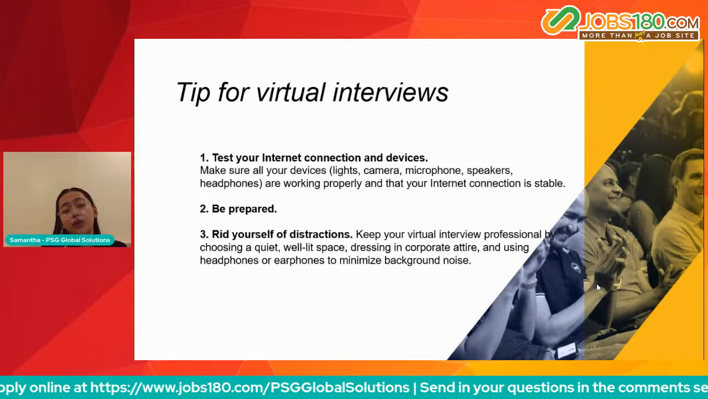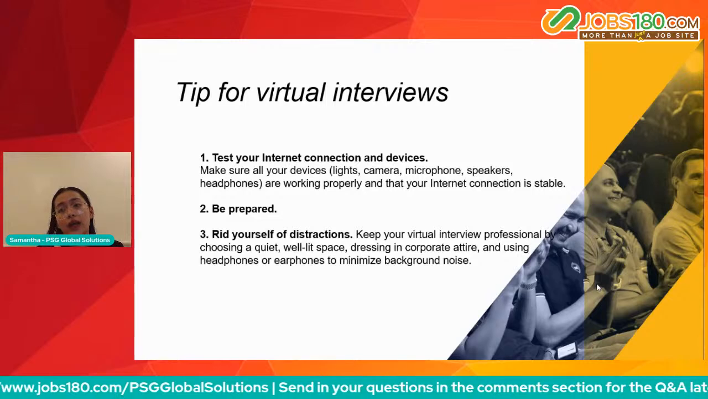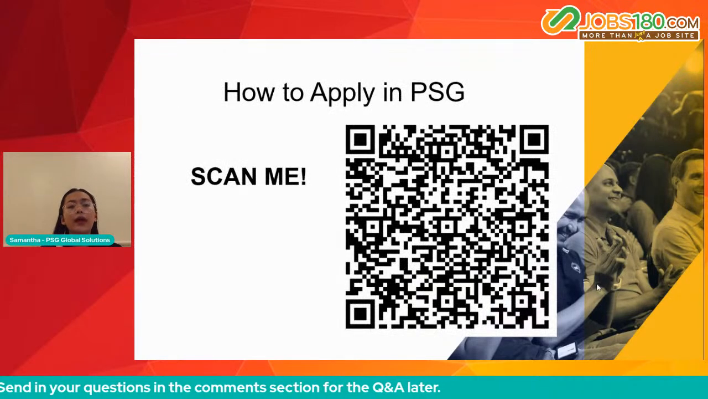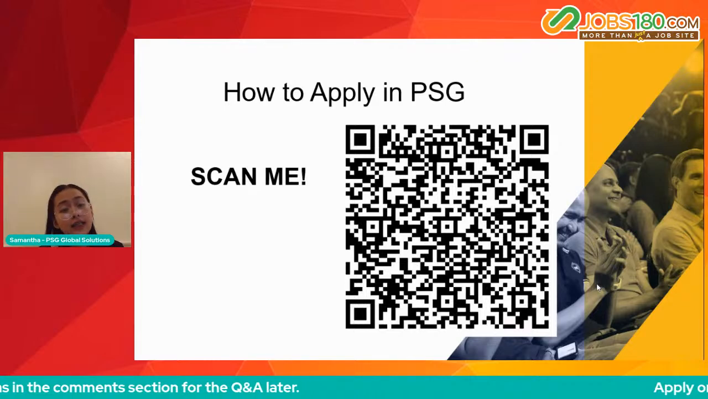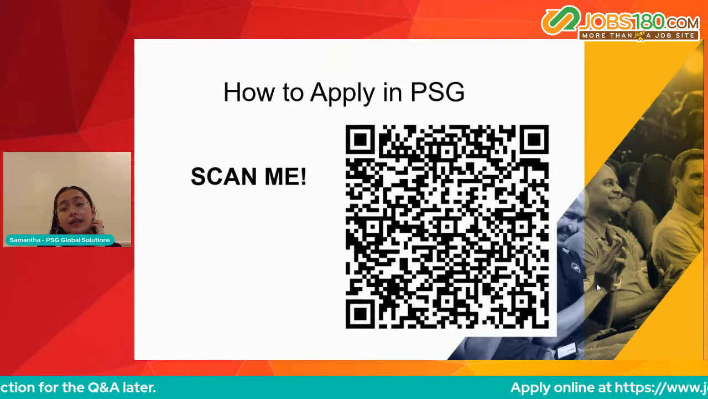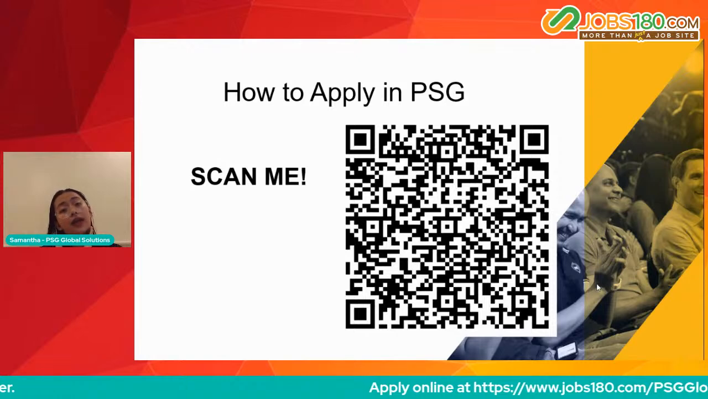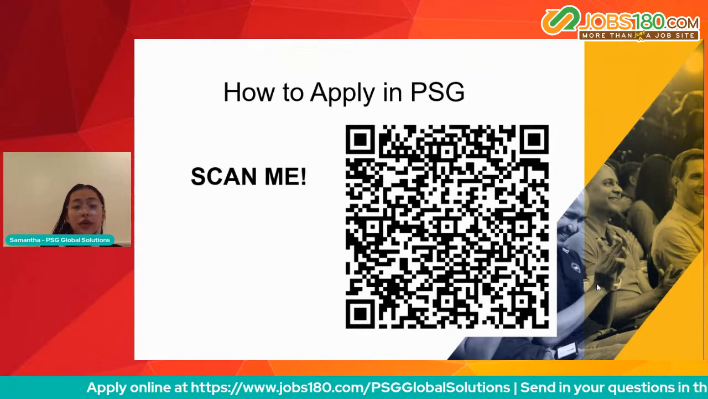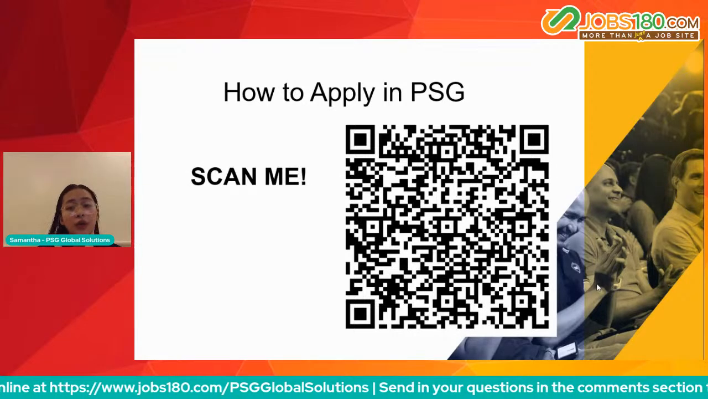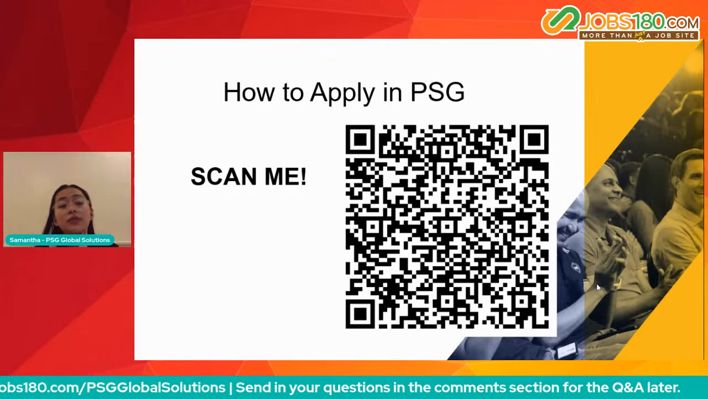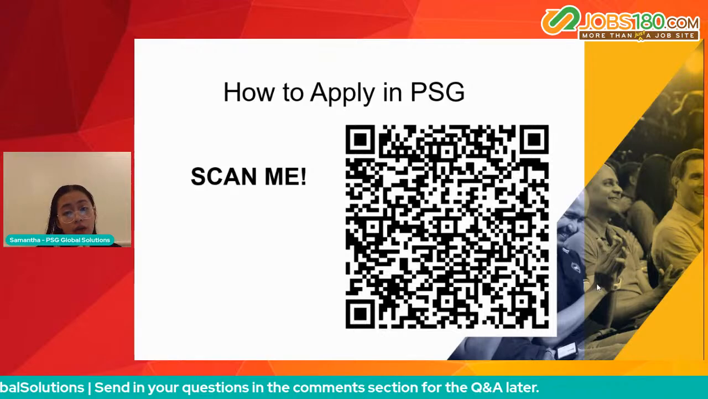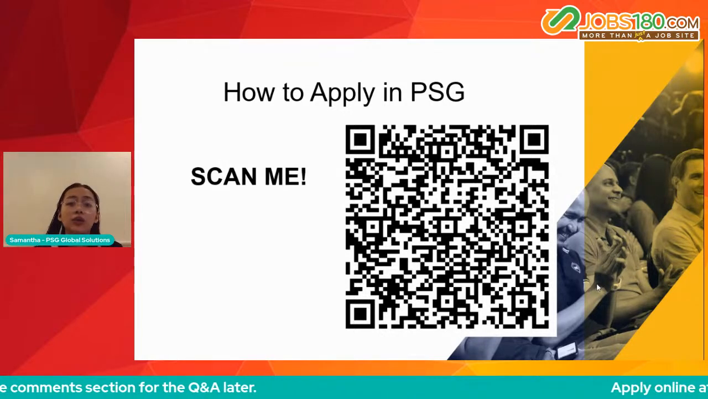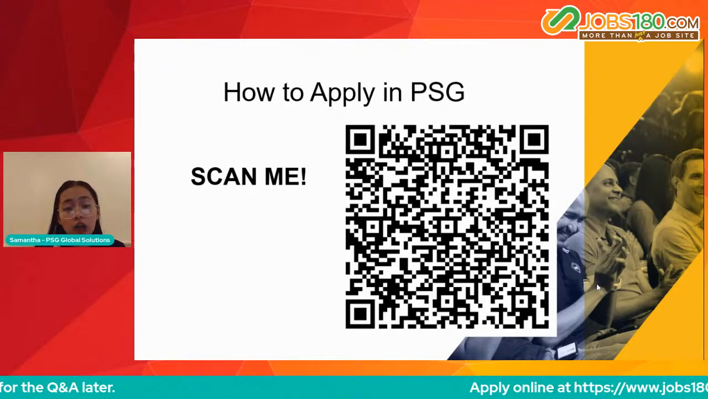Now that the trend for digital recruitment is the new normal, how to apply in PSG? Again, you can scan this QR code or send your resume links to jobs180 at phgglobalsolutions.com. For those of you on your phones, you can take a screenshot. For those of you on your laptops, you can take a picture of this QR code. You can also submit your details here, but we really would like you to submit your details via the Jobs 180 link.